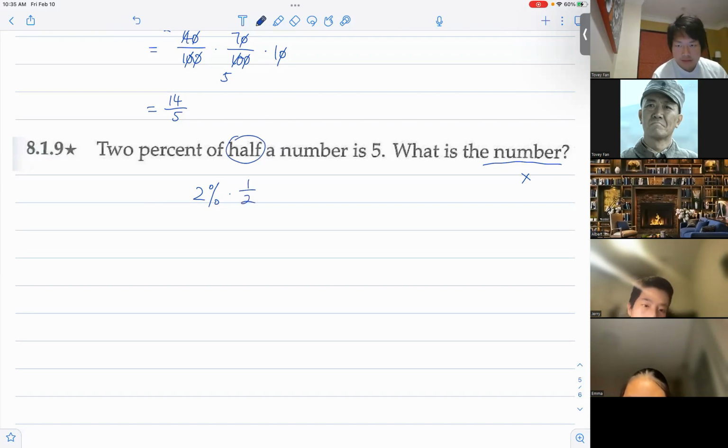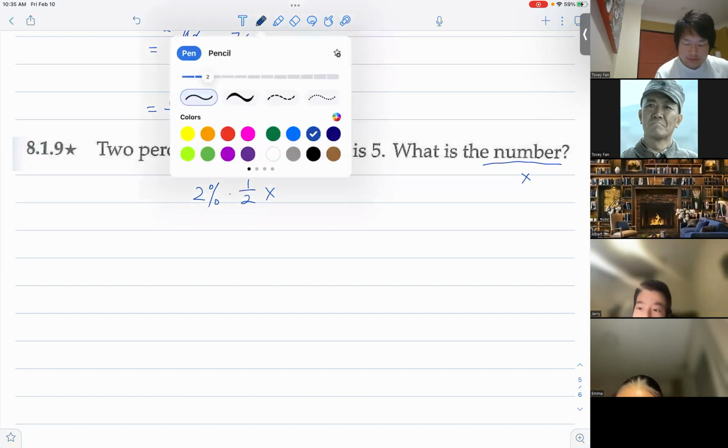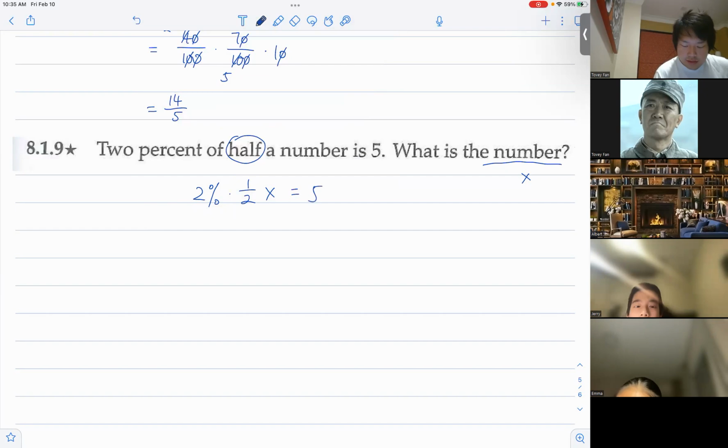Make sense? Yeah, and a number is x. So 2% of half a number is actually just 1% of a number. Because half means 1/2, and 2%, 1/2 is 1%. Okay? Yeah, so it just becomes 1% x is 5. So x is obviously times by 100, right? 500. Okay? The answer is just 500.